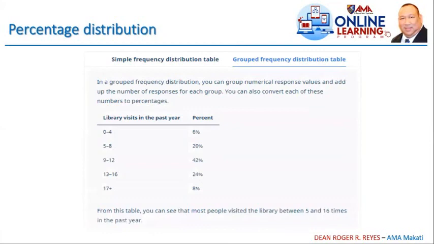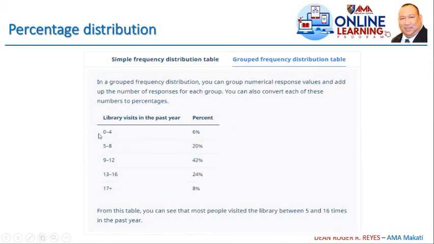What about group frequency distribution table? In a group frequency distribution, you can group numerical response values and add up the number of responses for each group. You can also convert each of these numbers to percentages. For example, library visits in the past year: 0 to 4, 6%. 5 to 8 times, 20%. 9 to 12 times, 42%. 13 to 16, 24%. More than 17 visits, 8%.